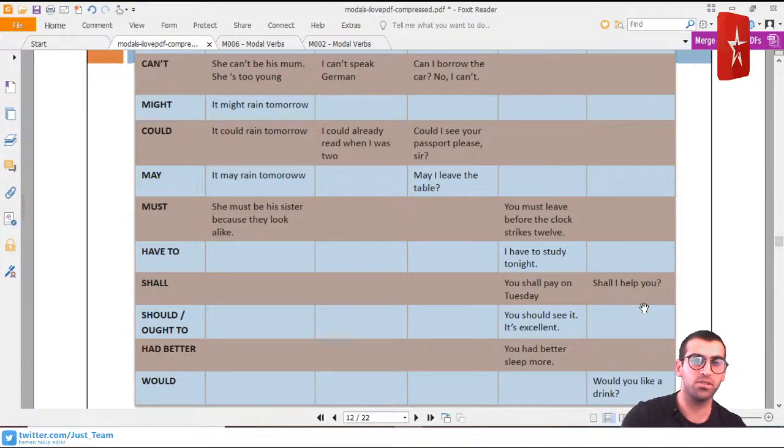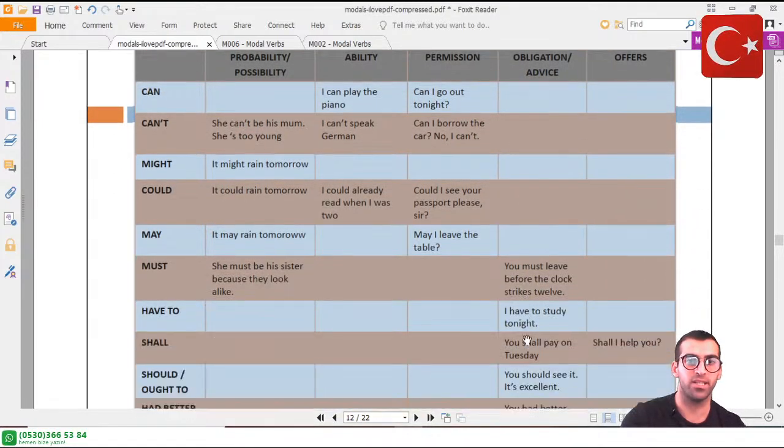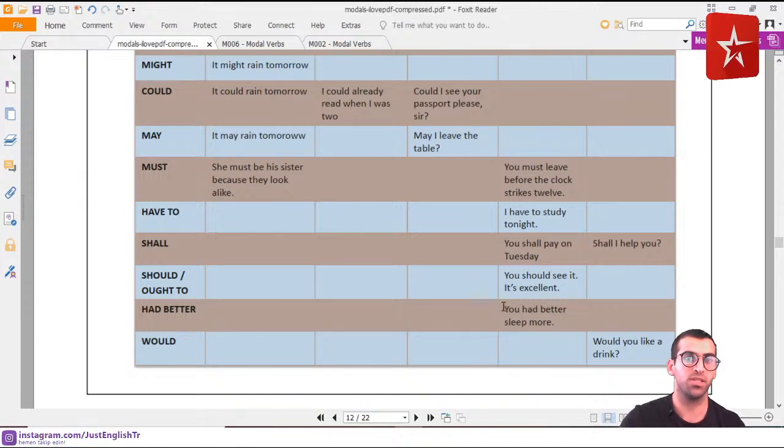Should and ought to. It's about what? It's about advice. You should see it. It is excellent. Yes. Had better. It means it is advice. It's a strong advice. It's a kind of warning. You had better sleep more because you don't sleep enough.